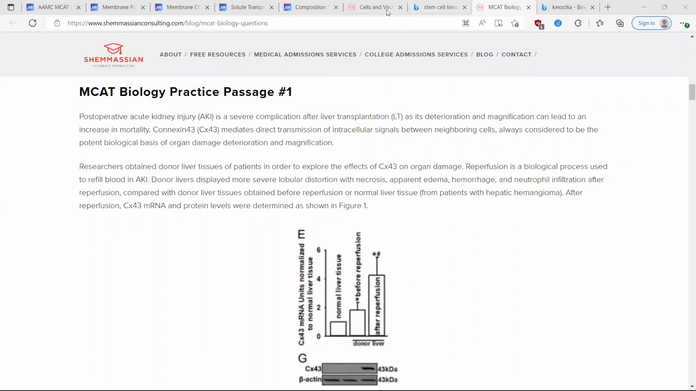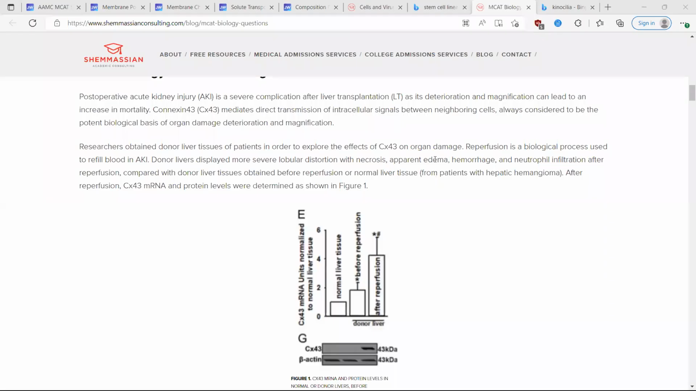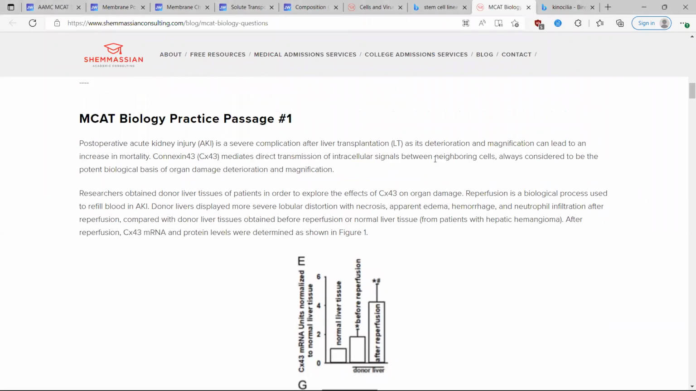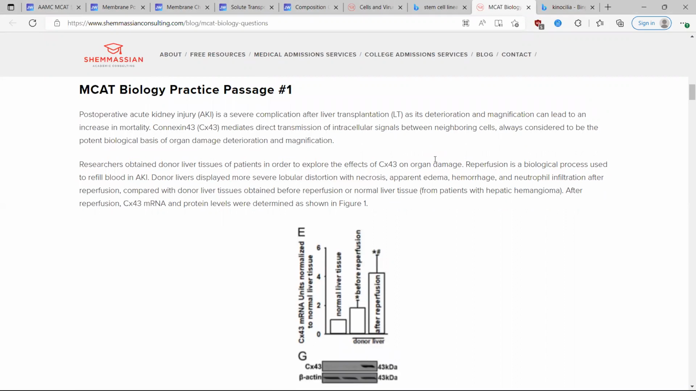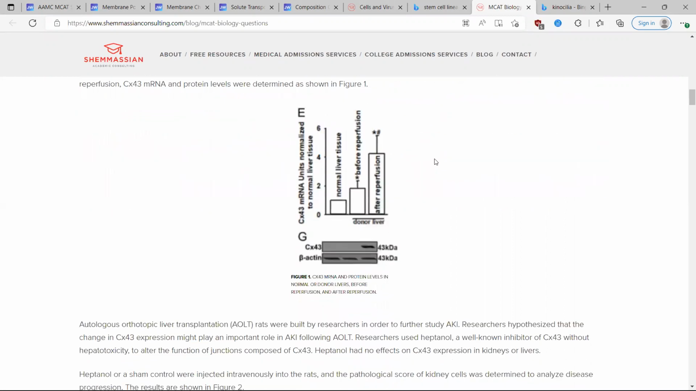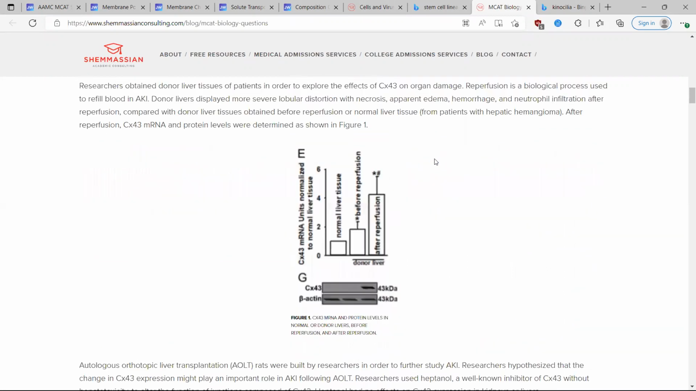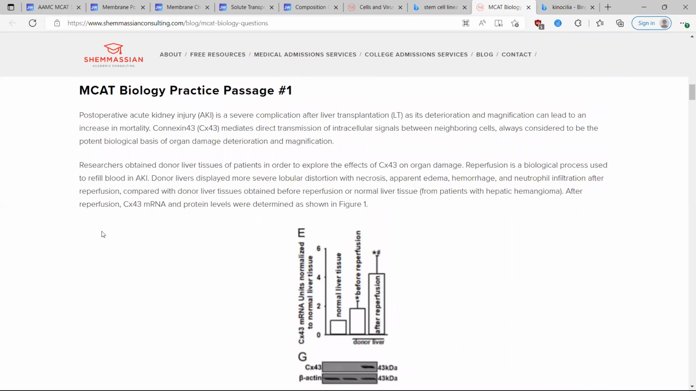Okay, so in this passage, we have a very classic kind of passage that starts with a little bit of background of some kind of biological disease or condition, and then some research that they did about it. And then we have to answer some questions about it, right? So let's read this passage first. I'm just going to read it first. I'm not going to try to interpret anything.